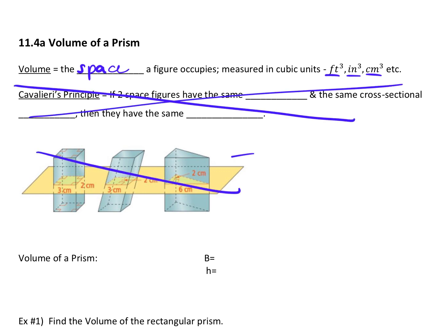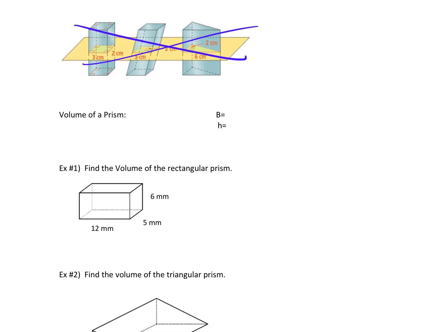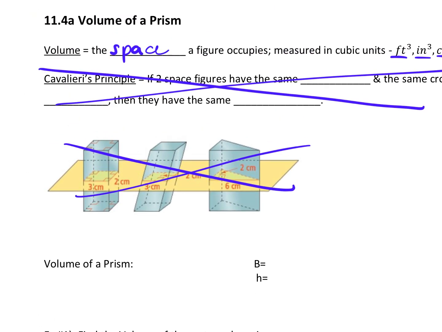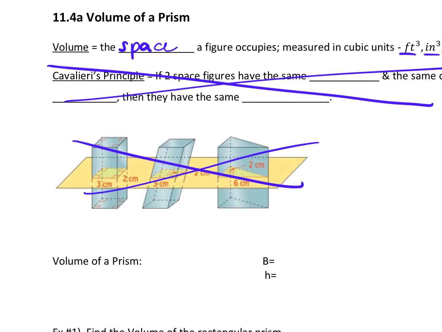We're going to skip this. Cross out the picture. You don't need the picture or Cavalieri's principle. We're just going to skip that for now.